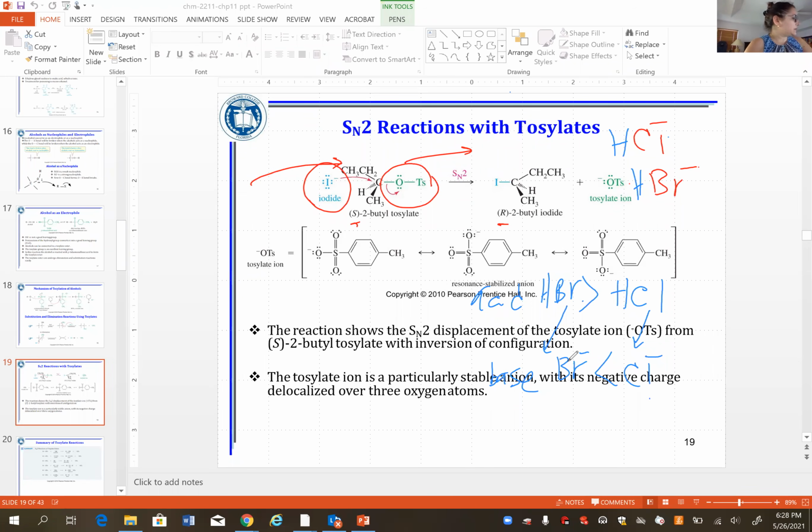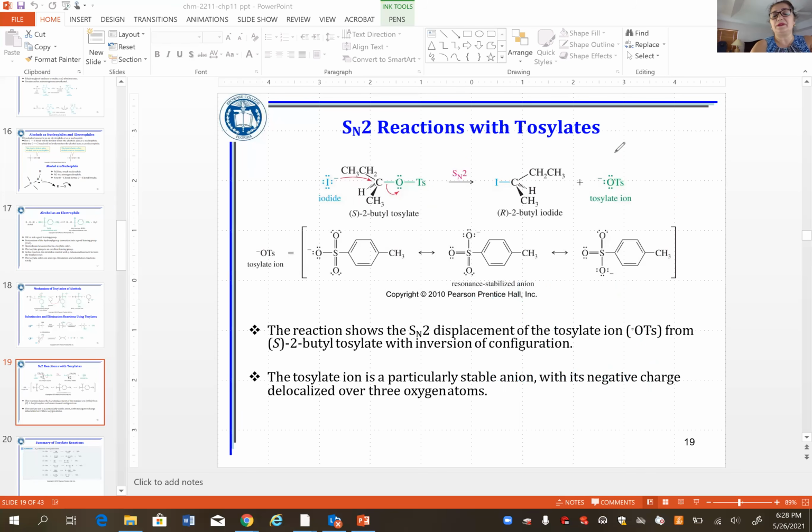So what makes the tosylate a good leaving group also is the stability of the leaving group. After it leaves, it makes like 3 resonances. And if you have 3 resonances, it makes the leaving group very stable.